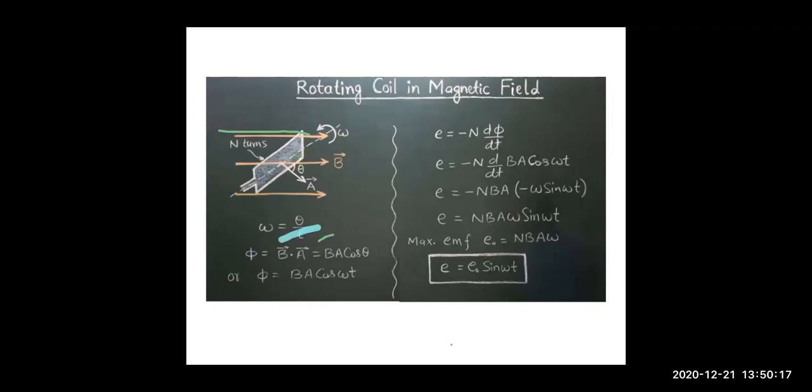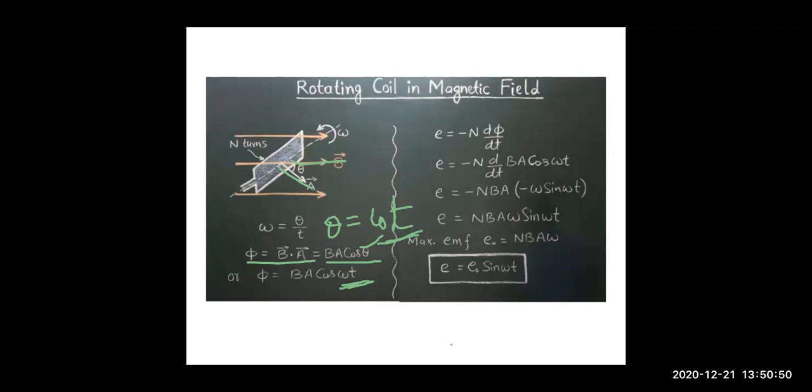Now we know flux phi equals B dot A, that is BA cos theta, where theta is the angle between the magnetic field B and area vector A. So the angle between the magnetic field B and the area vector A is equal to theta. So that we will put as theta. And from here, if we make theta the subject of the formula, theta equals omega t. So this value of theta we will put over here. That is phi equals BA cos omega t.